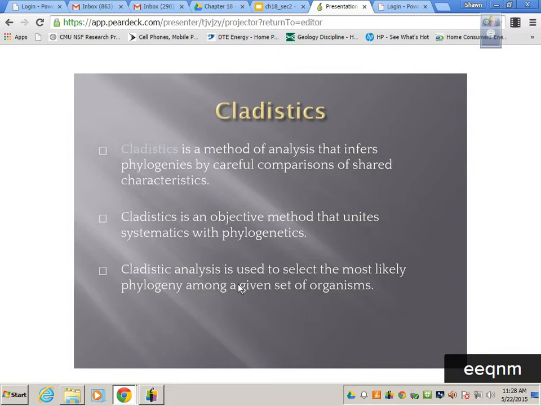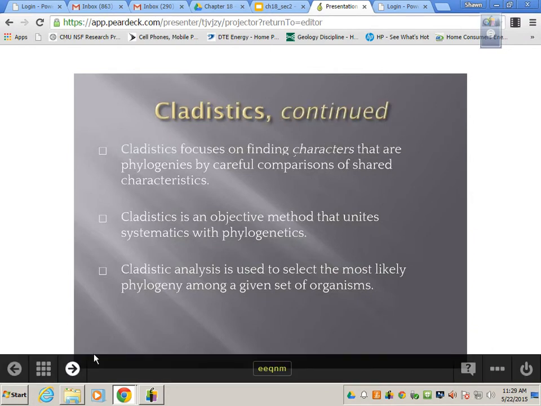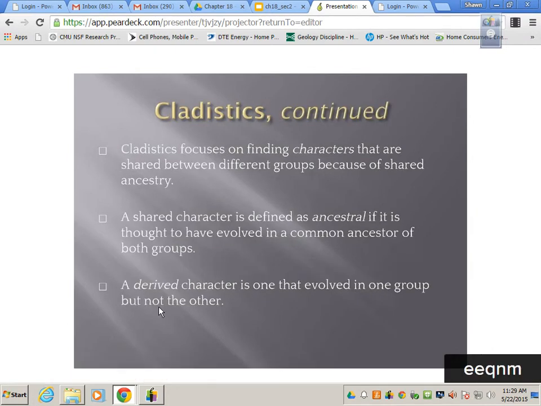So this time we're going to use what's called outgroups. So the second something doesn't have something, we leave it in its own group, and when we get something new, we put it in a new group. I'll show you what that looks like in just a little bit. But this focuses on finding characters that are shared between different groups because of shared ancestry. So us all having a backbone would be one of these derived characters, or shared characteristics.